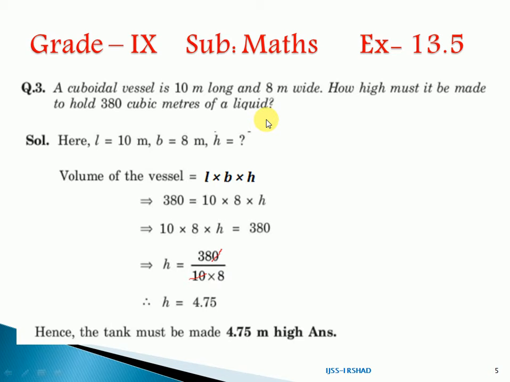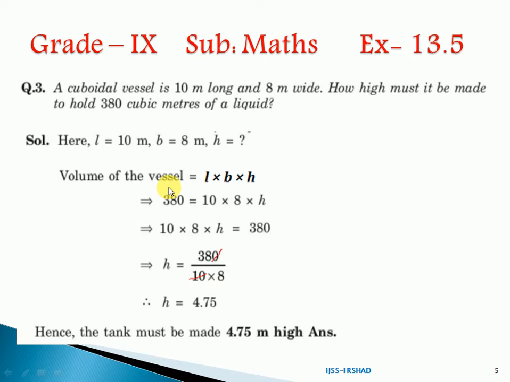Means you have to find height here. So here, what are the given things? Length is given 10 meter, breadth given 8 meter, and height you have to find. I have put question mark here. And we all know the volume of vessel equals length into breadth into height. And volume of vessel they have given here 380 cubic meter.